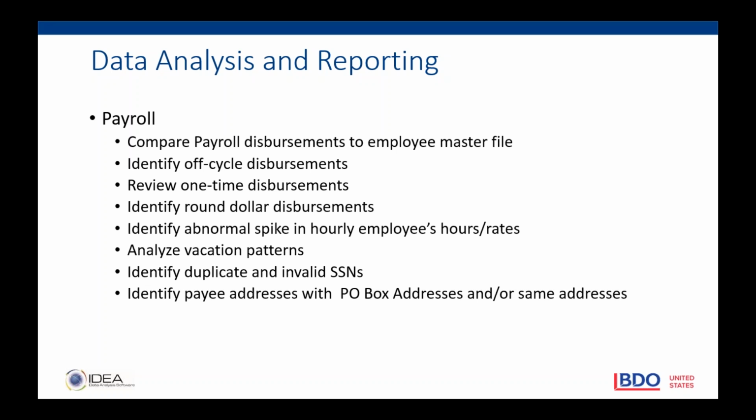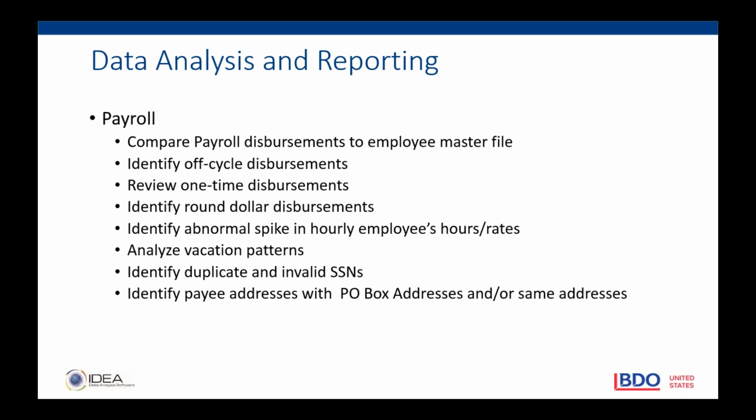Look for variations in the pay amount outside of the normal salary increase or bonus cycle. So look for unusual spikes in hours and rates. So, a person's working 40 hours a week and then all of a sudden they've got 60 or 80 hours. And it's not that they didn't work those hours, but if that's an unusual spike in their hours, you may want to go investigate that.